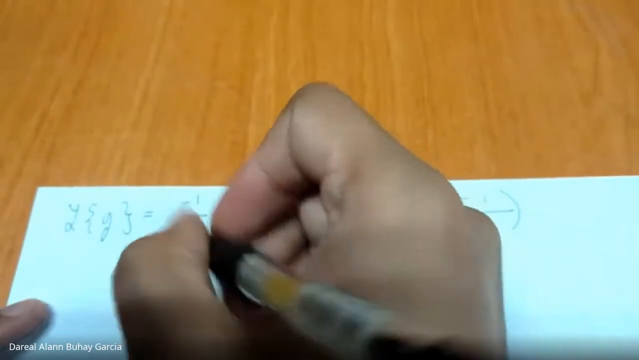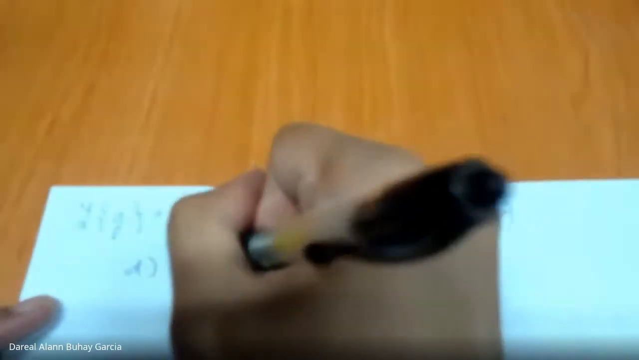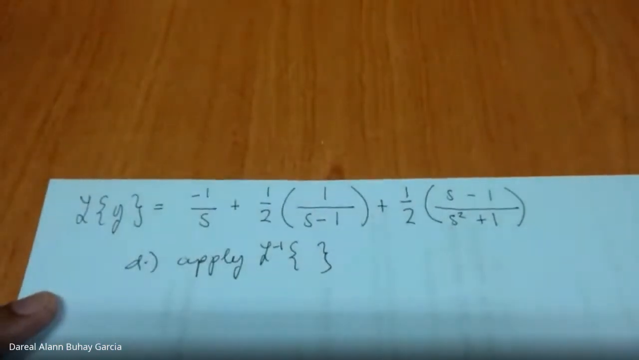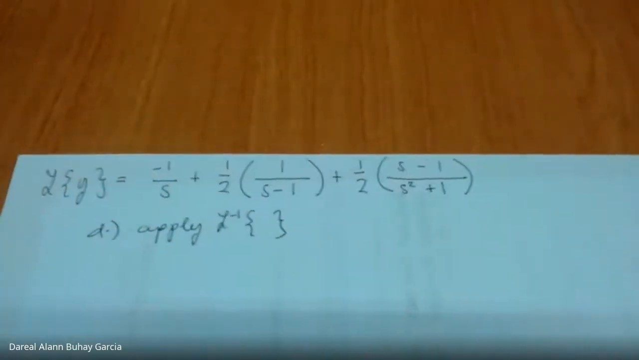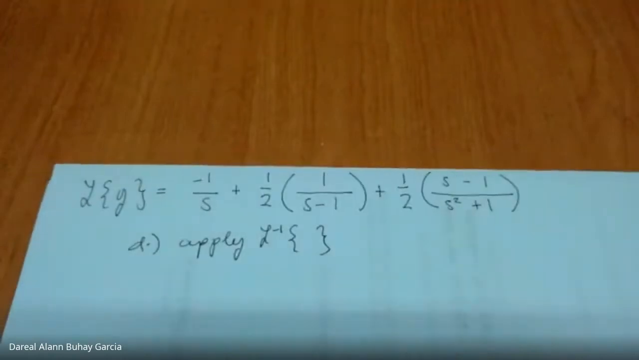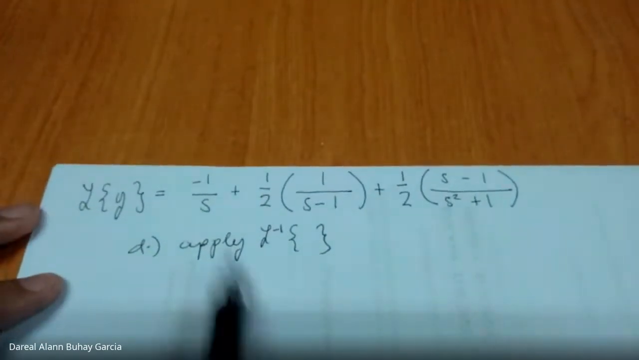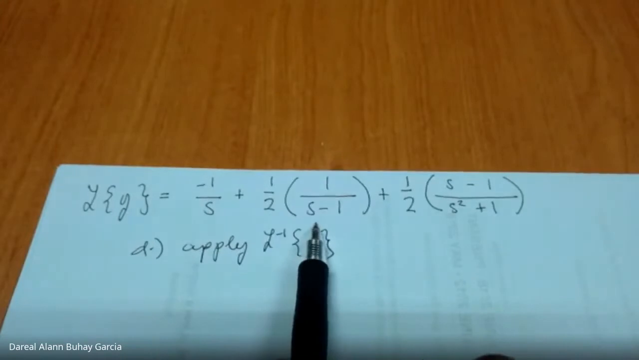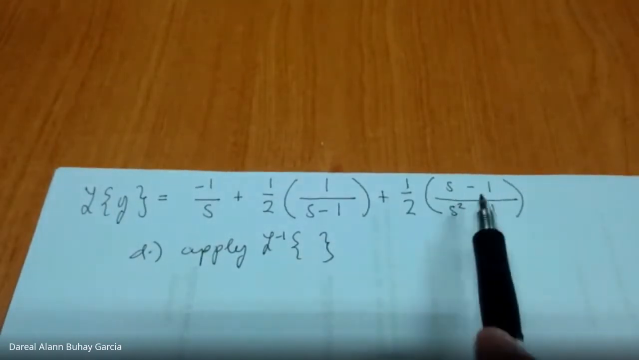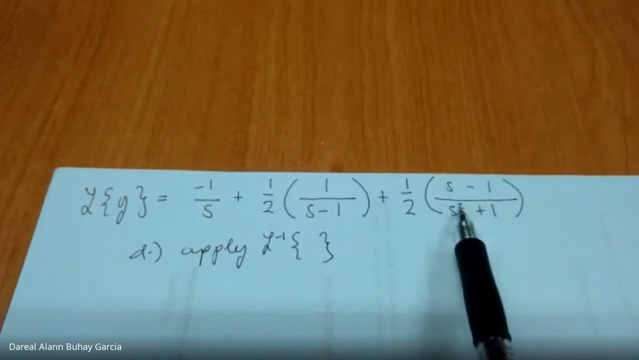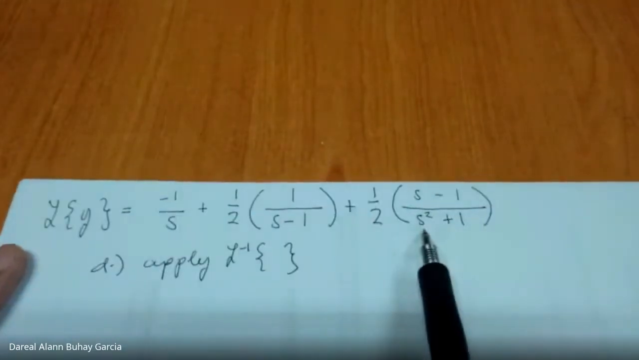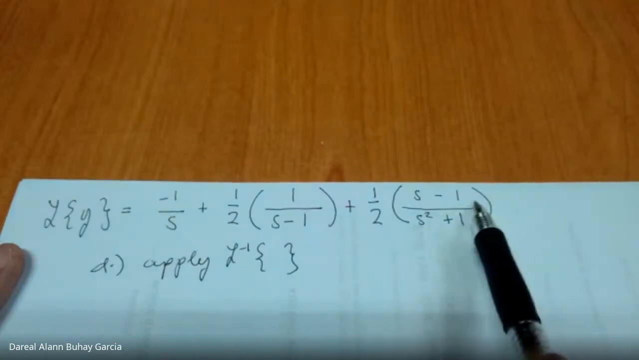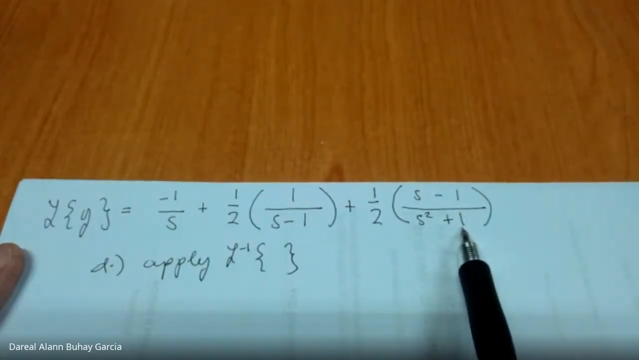Next is step D. Apply the inverse Laplace transform. Okay, table. This one is negative 1, this one is exponential. The last one is separate into two: one is directly cosine, and the other is directly sine.